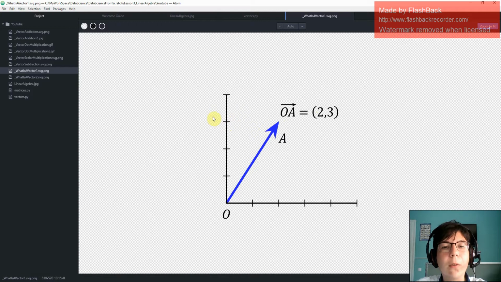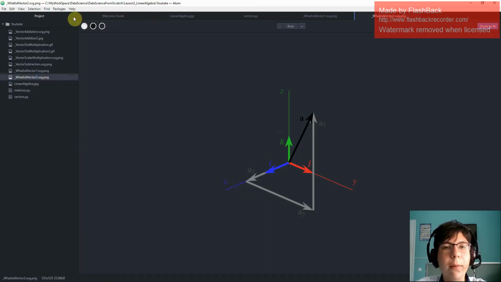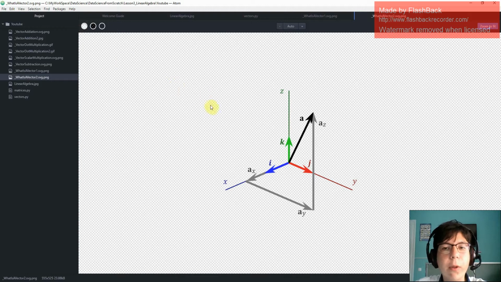Vectors can be also multi-dimensional, not only two-dimensional. For example, this is a three-dimensional vector. It has three values. The first value in the list corresponds to the x-axis, the second value in the list corresponds to the y-axis, and the third value in the list corresponds to the z-axis. So this is the geometrical representation of a three-dimensional vector.